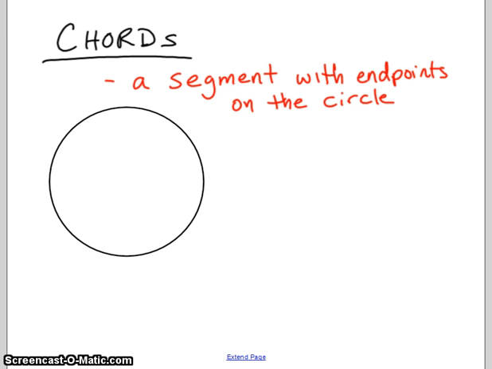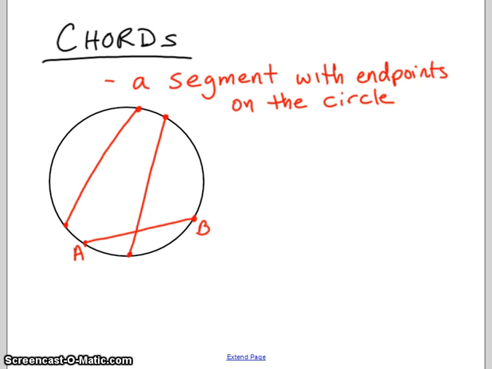Okay, so any segment with endpoints on the circle. So that's a chord right here. We'll call that chord AB. Endpoints are on the circle. This could be a chord right here. Okay, this could be a chord right here. Alright, the diameter is technically a chord because the endpoints are on the circle.